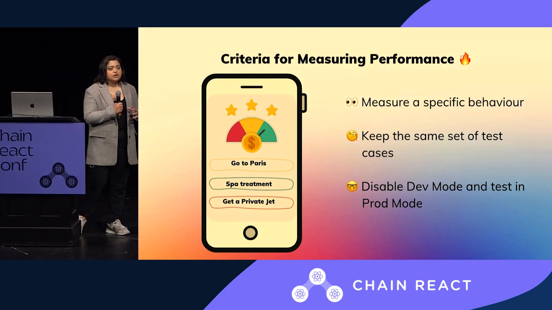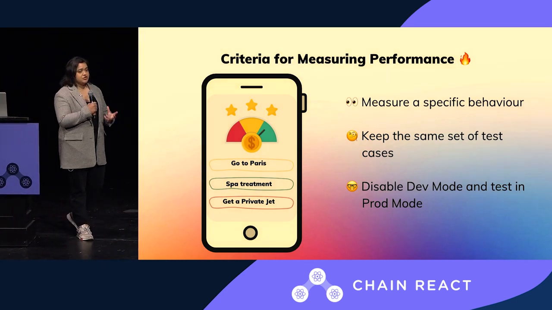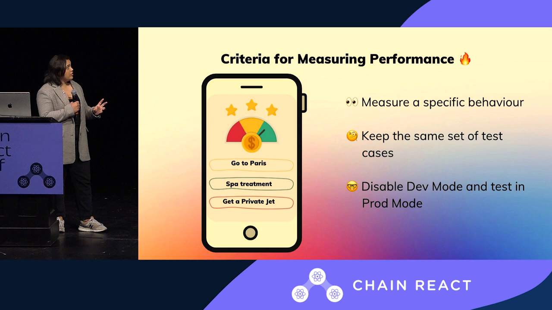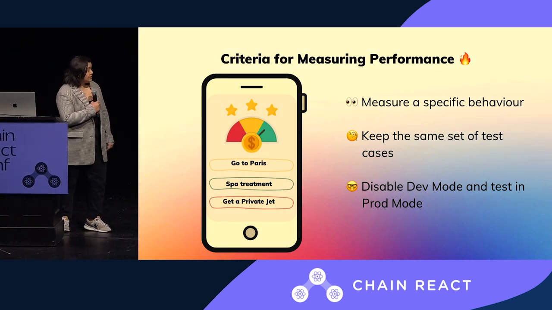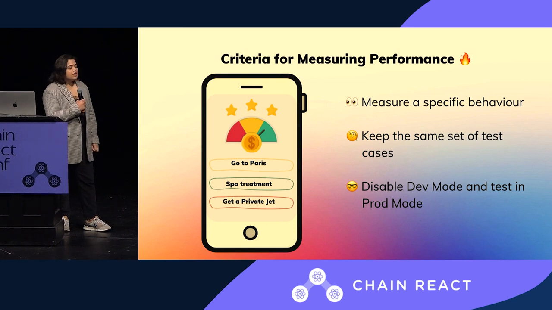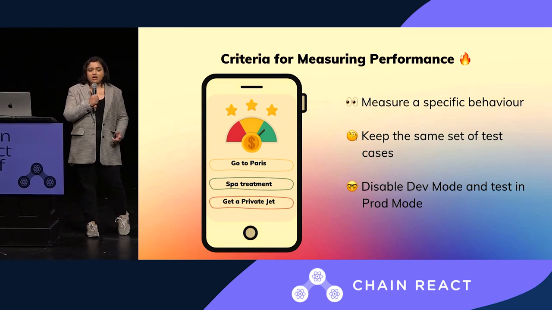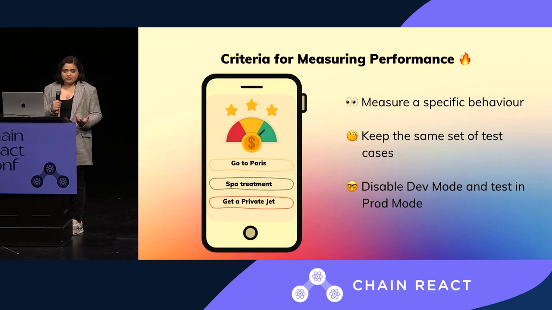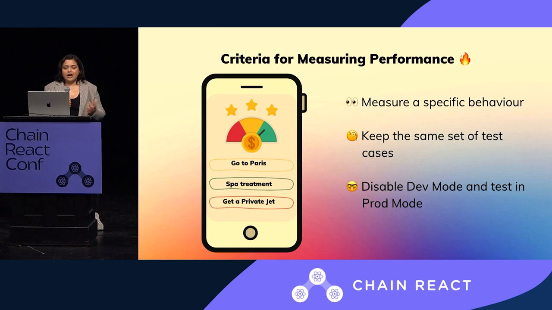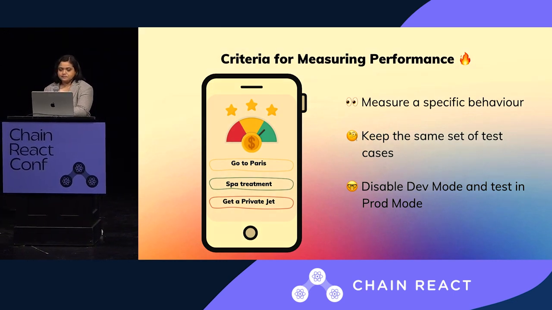This is the basic criteria for measuring performance in general. Anytime you want to measure performance, you want to measure a specific behavior, keep the same set of test cases, and also make sure that you are in production mode and not in development mode. Because in development mode, you have a lot going on, which won't be fair for the performance of your application. You will feel your app is much slower than it actually is.